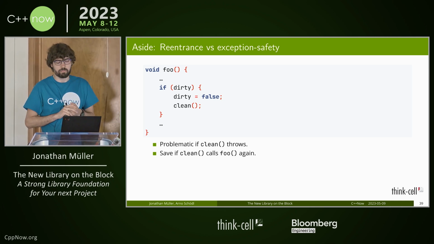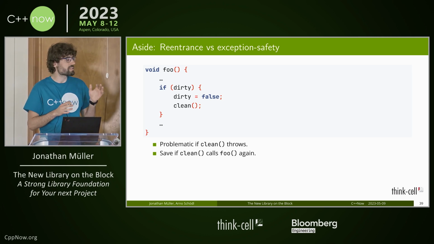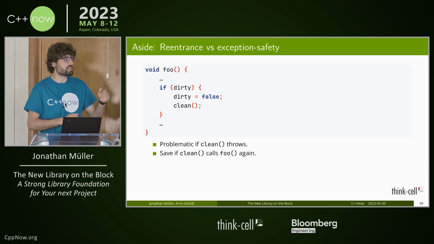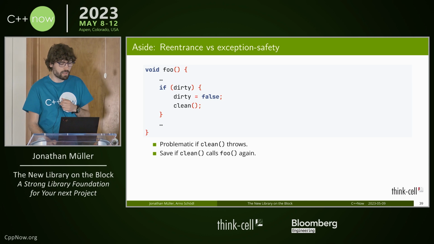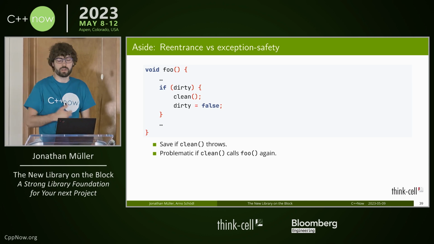However, at think-cell, we have a lot of code that interacts with callbacks on the PowerPoint event handler and so on. So it might happen that clean recursively ends up calling foo again, and then that would be an infinite loop. This will not be an infinite loop because we reset the flag first. If we do it the other way around to be exception safe, now we have an infinite loop because we just keep calling clean over and over again.